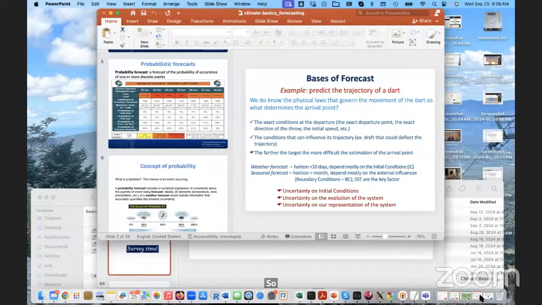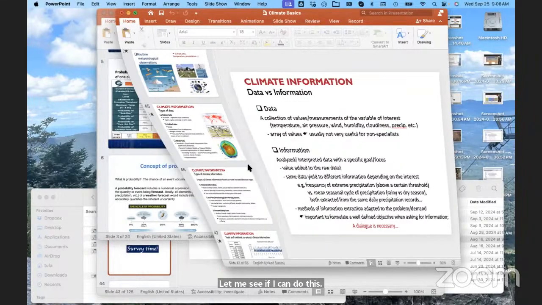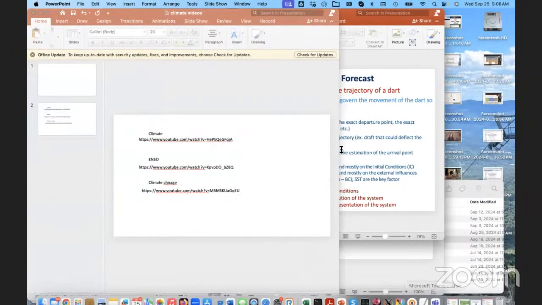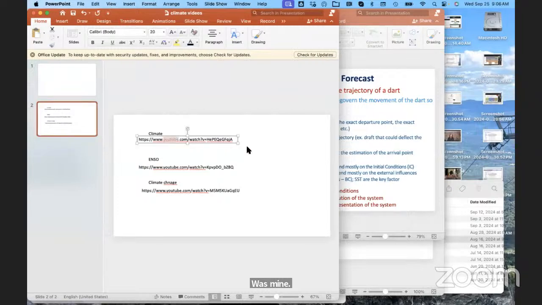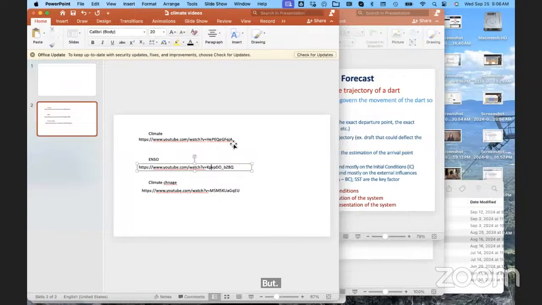And in the meantime, let me see if I can do this. Not this one. Where was my? Let me see if I can play one of these, in case you want to, somebody yesterday asked for it. So David, if you can share the result, it will be good anyway to see. Come on.